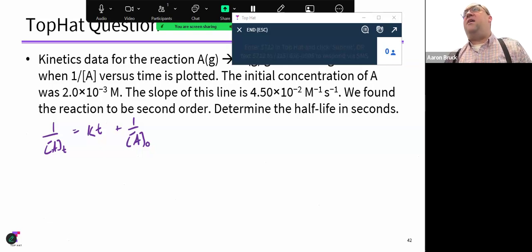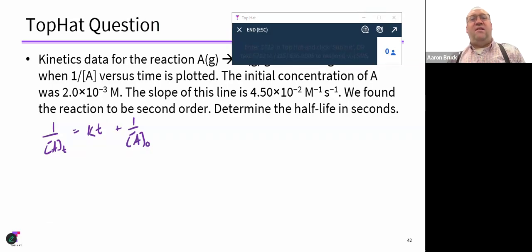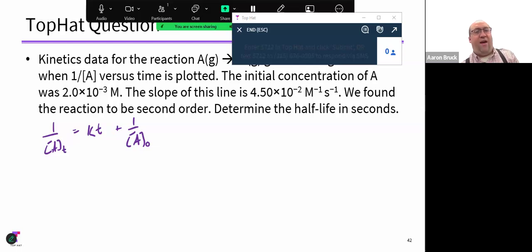You don't need to memorize that extra equation, because since it's a half-life, we know what that concentration is. It's half of this one. So I can just plug it in here, 1 times 10 to the negative third, because that's half of the initial. And the slope of the line is our K, 4.5 times 10 to the negative second per molar per second.